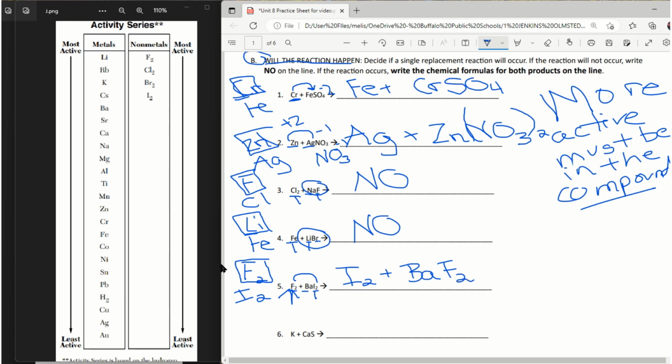And this one I don't have to worry about the formula because these are just swapping halogens, and all the halogens have a -1 charge. So I would just swap out the symbol for that element.